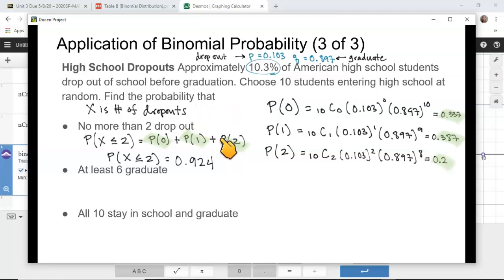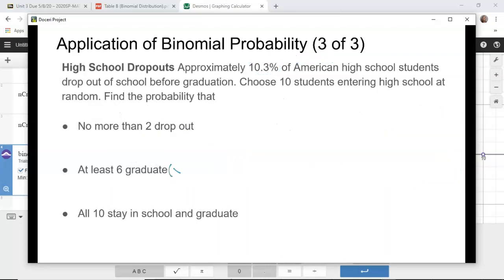should be a high chance, because anytime we have "or," probably none drop out, or one could, or two could. We're adding those together to increase the likeliness of the event, when each separate event itself is not too terribly high. So 33% chance that none drop out, 39% chance that one drops out, and then 20% chance that two drop out. So for the second example, we look at least 6 graduate.